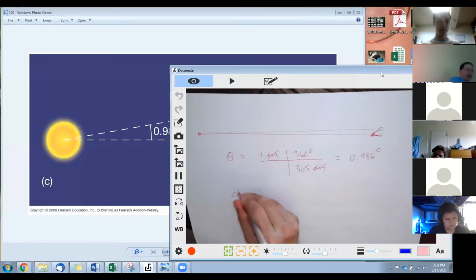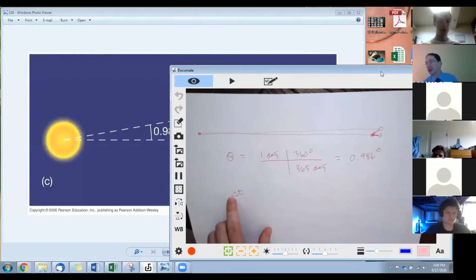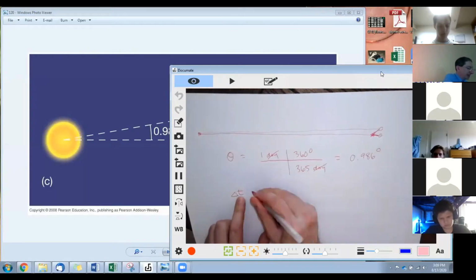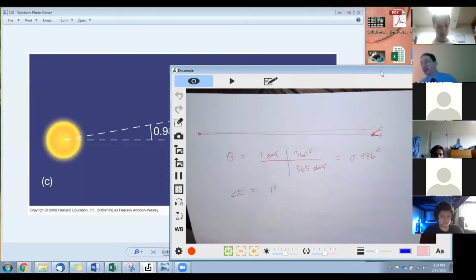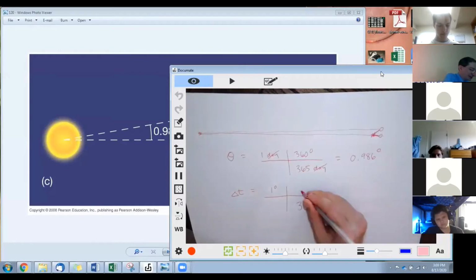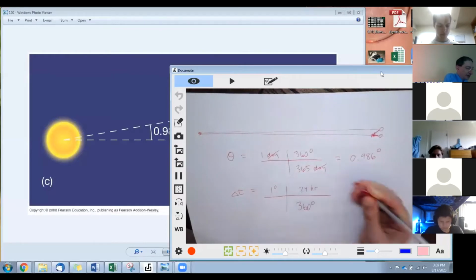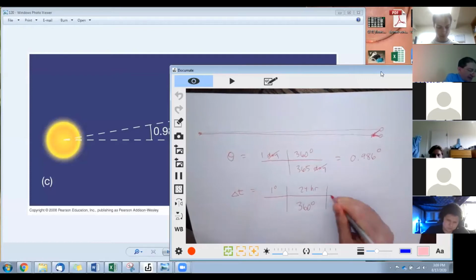So change in time. Delta means change. We'll use it a couple times in this course, so I'll just throw that there. The change in time, again, you start with what you know. How long does it take for Earth to spin on its axis 1 degree? Well, to spin 360 degrees on our axis takes how many hours? 24, yep. 24 hours.